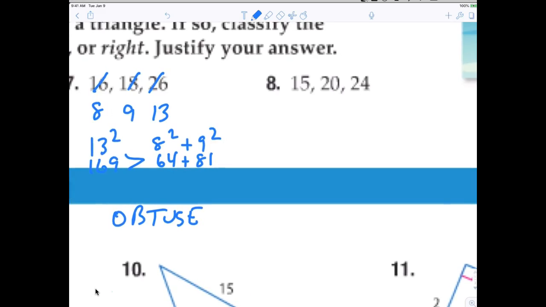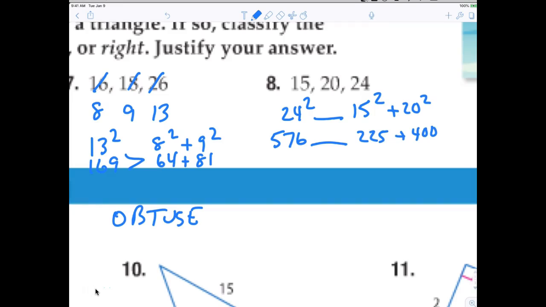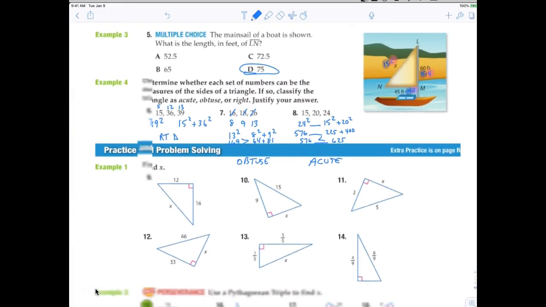All right. Now the next one, is there anything common here? I don't think so, right? So let's go ahead and just compare 24 squared to 15 squared plus 20 squared. 24 squared, I think, is 576. 225 plus 400 is 625. 576 is being compared to 625, less than, so I believe it's acute. All right, so that's really the only thing new for you, I think.